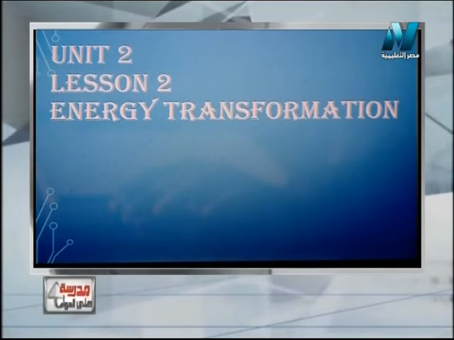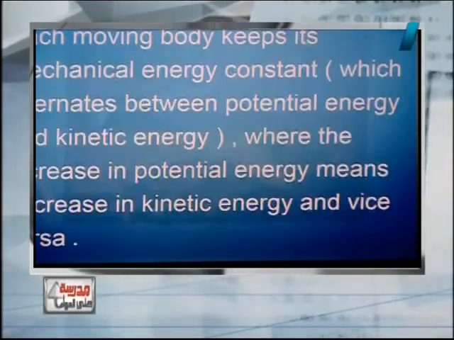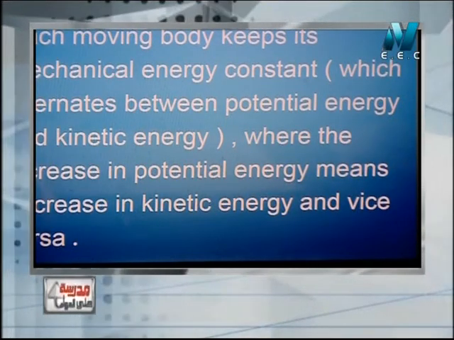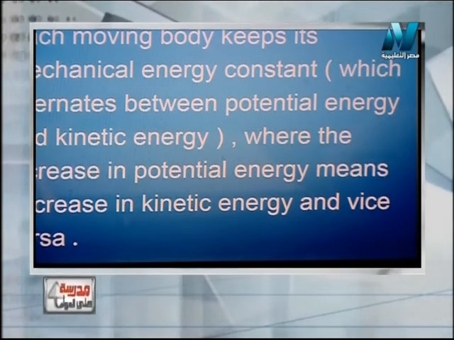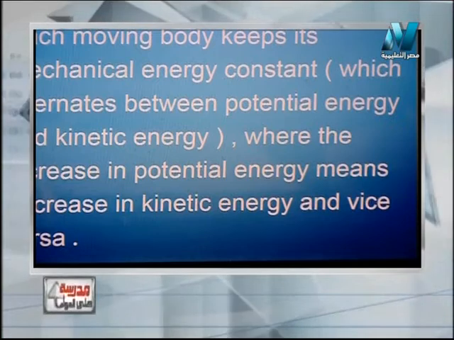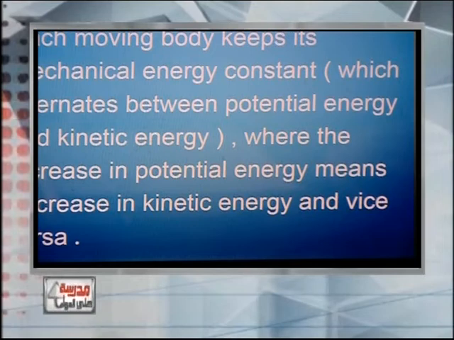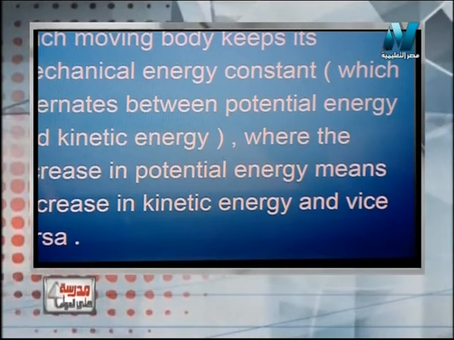Now, as you see on the monitor, we're going to study unit 2, lesson 2, called the energy transformation. This is the simple pendulum, as we said before. Each moving body keeps its mechanical energy constant. That means mechanical energy at any point on its path is constant, it doesn't change, while the energy alternates between potential energy and kinetic energy, where an increase in potential energy means a decrease in kinetic energy and vice versa.